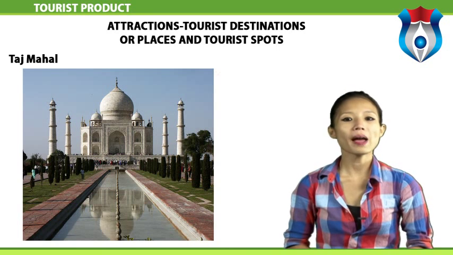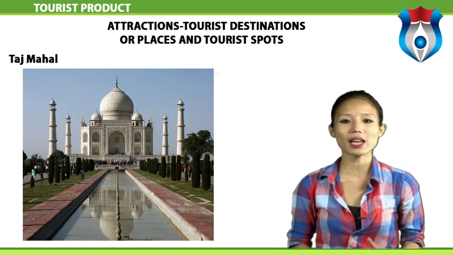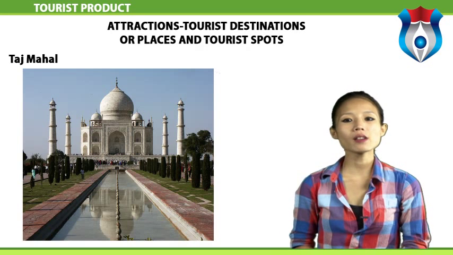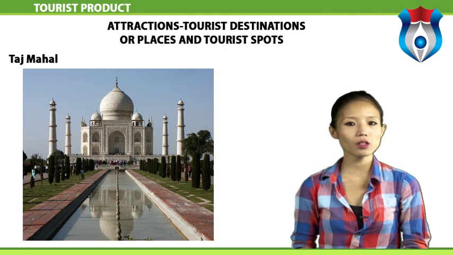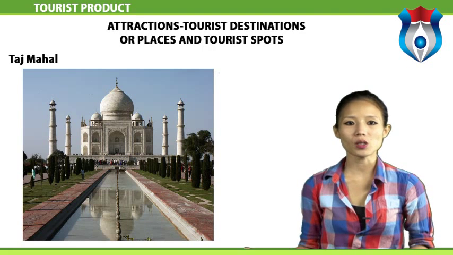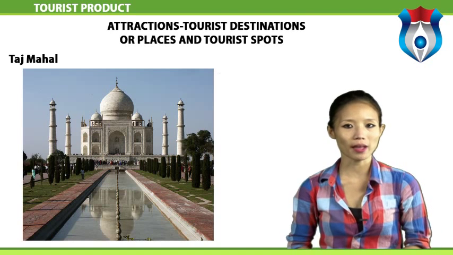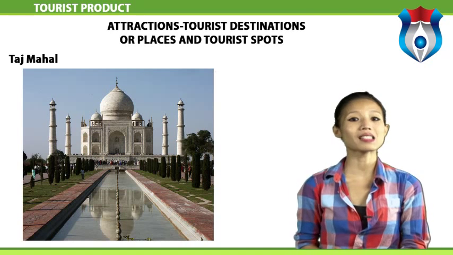Taj Mahal. Perhaps India's best known site is the Taj Mahal, one of the world's greatest architectural achievements. Located in Agra, it was built between 1631 and 1653 by Emperor Shah Jahan in honor of his wife Arjumand Banu, more popularly known as Mumtaz Mahal. The Taj Mahal served as her tomb.